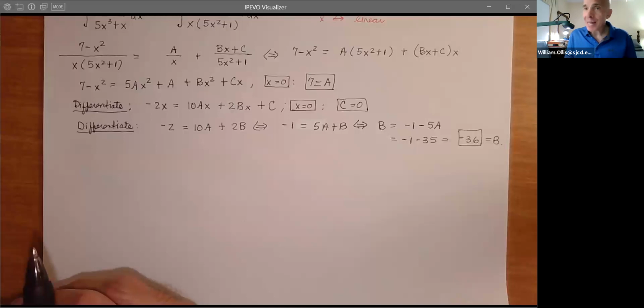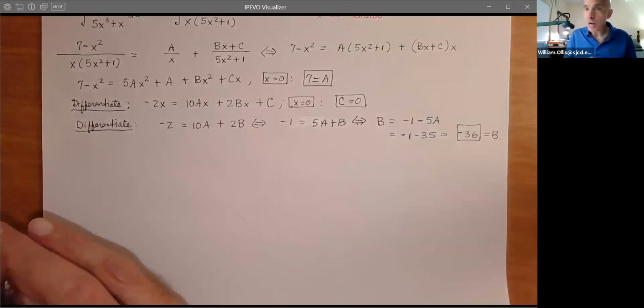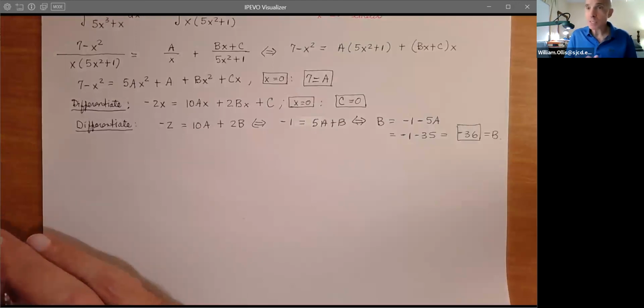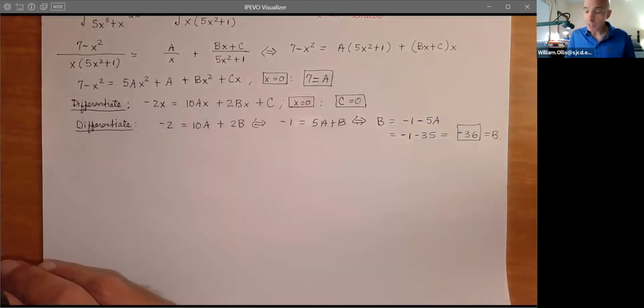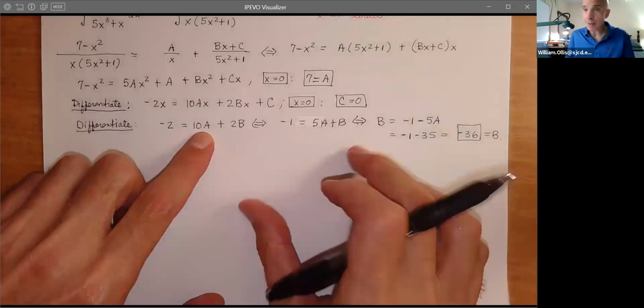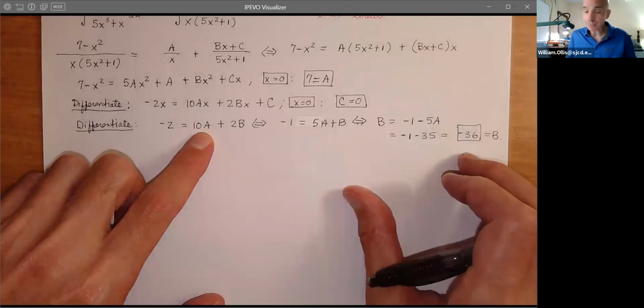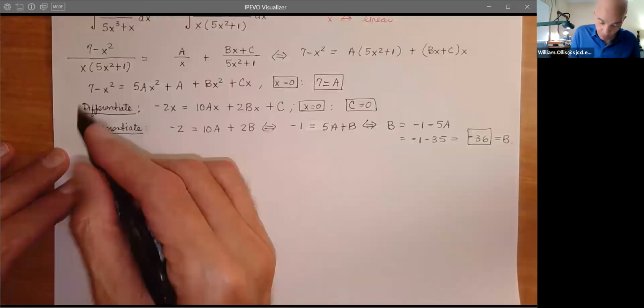I've decided that this is an easier technique when you have irreducible quadratic factors because I got tired of seeing students mess this up. So differentiate, set x to 0. Now then, of course, you can differentiate again, and since you know what a is, you can find b with minimal effort. Okay? So now let's go up to this equation and finish the problem.